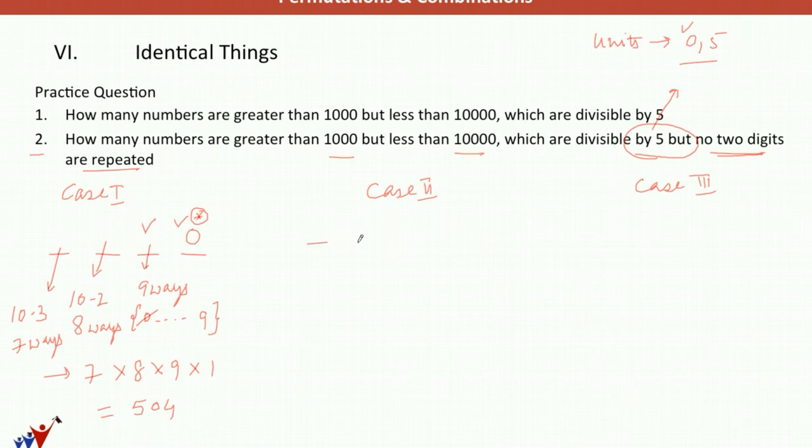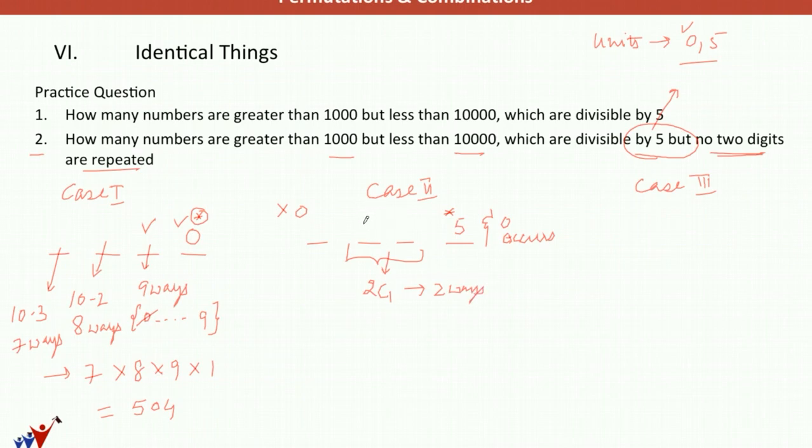Let's look at case 2. In case 2, I'll fix the units place as 5, and I put an extra condition that 0 occurs in this number. So units place has 5 and 0 should occur. I am very sure that 0 cannot occur in this thousands place, because if 0 occurs here, it would be a 3-digit number, but I need a 4-digit number. So 0 can only occur in one of these two places. Selecting a place out of these two places can be done in 2C1 ways or 2 ways. So any one of these two places will have 0.